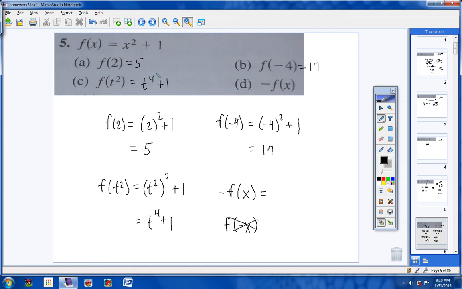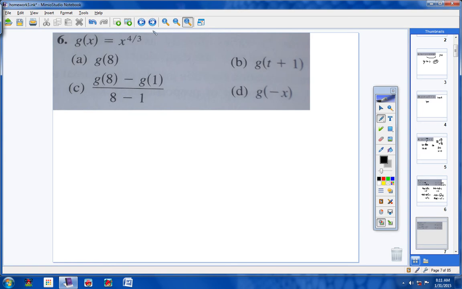So what it means is everywhere there's an x like this, put a negative sign, and then put the entire function like this. Negative sign goes to the entire function, so your final answer would be negative x squared minus 1. There we go. Pretty simple. I applied a negative sign to the entire function. Okay, moving on to number 6. Alright, here we go.